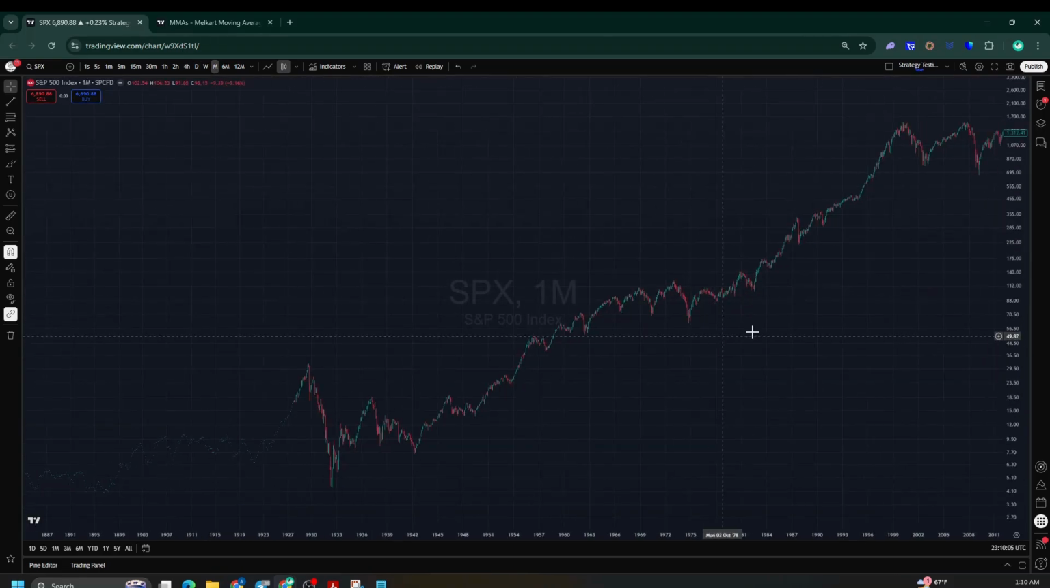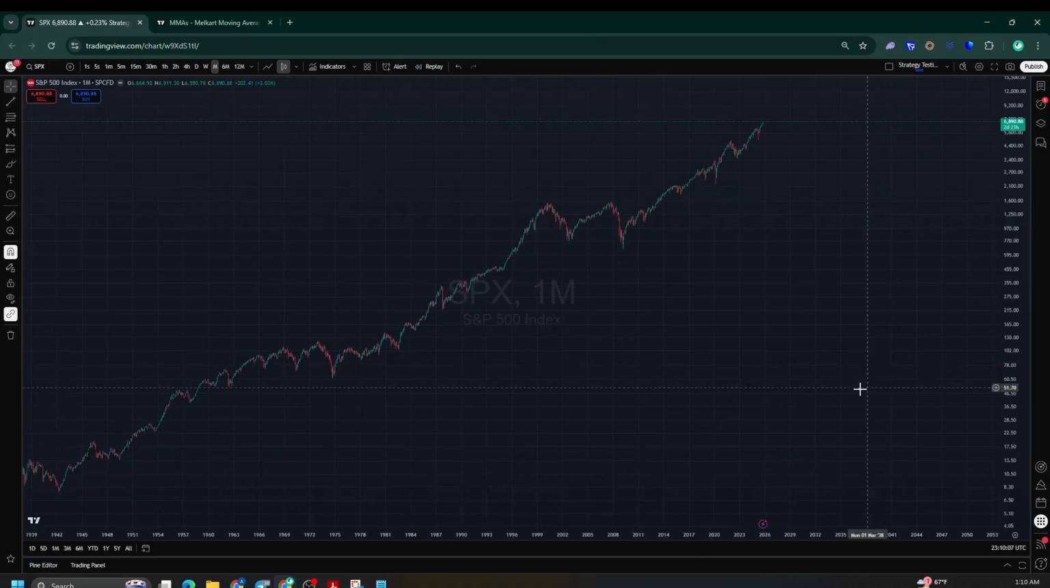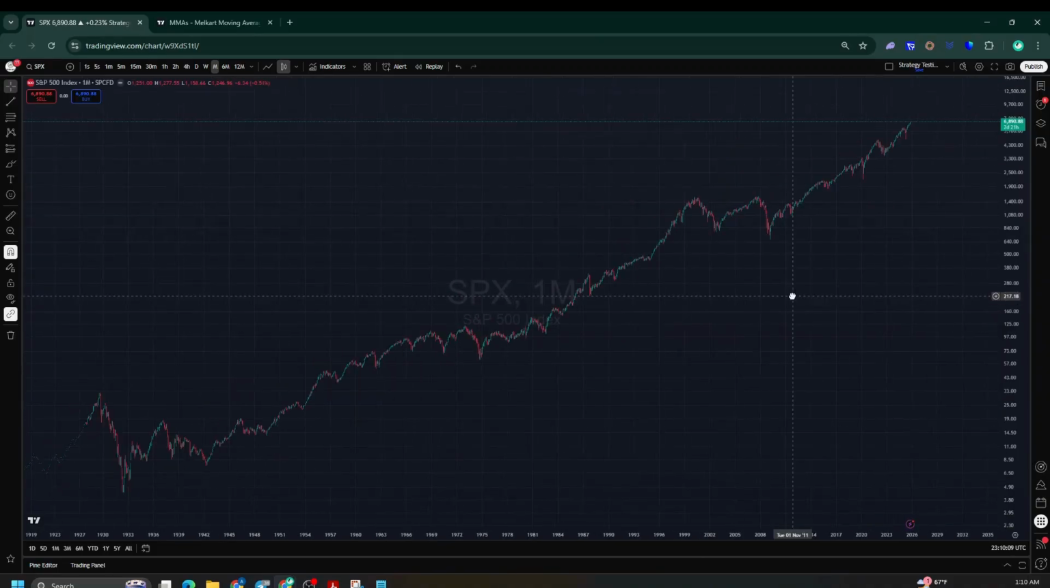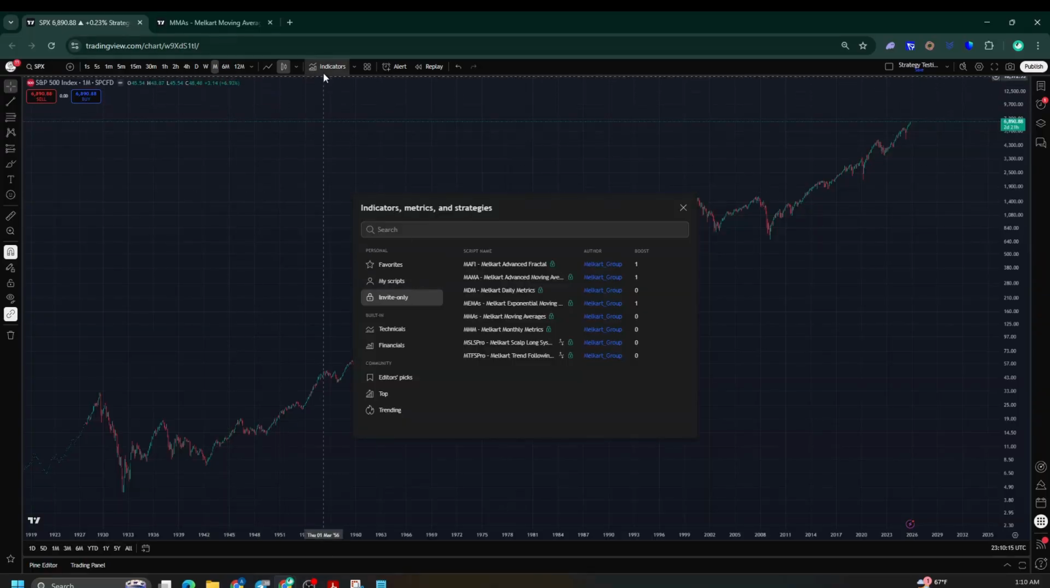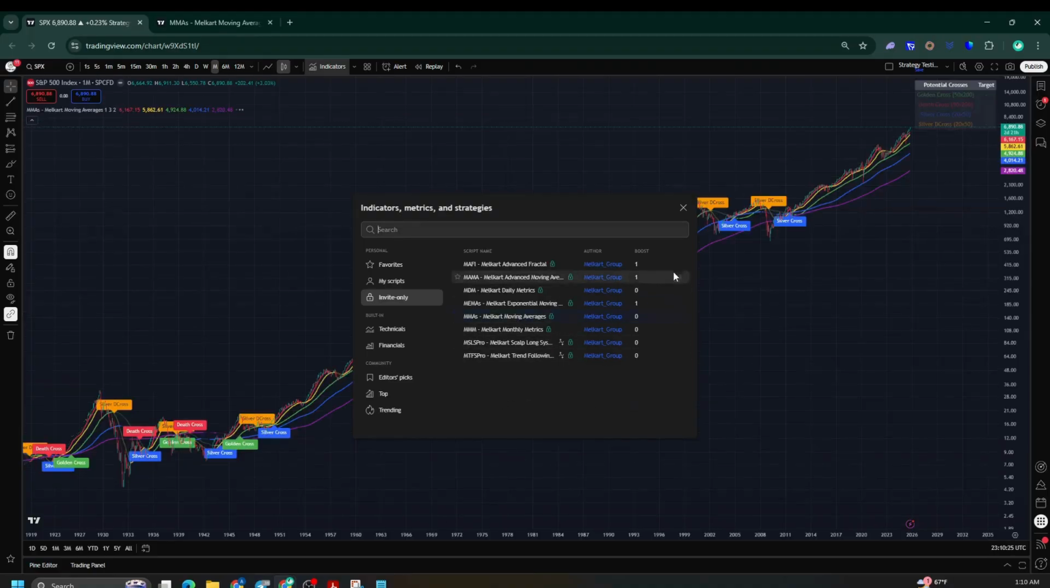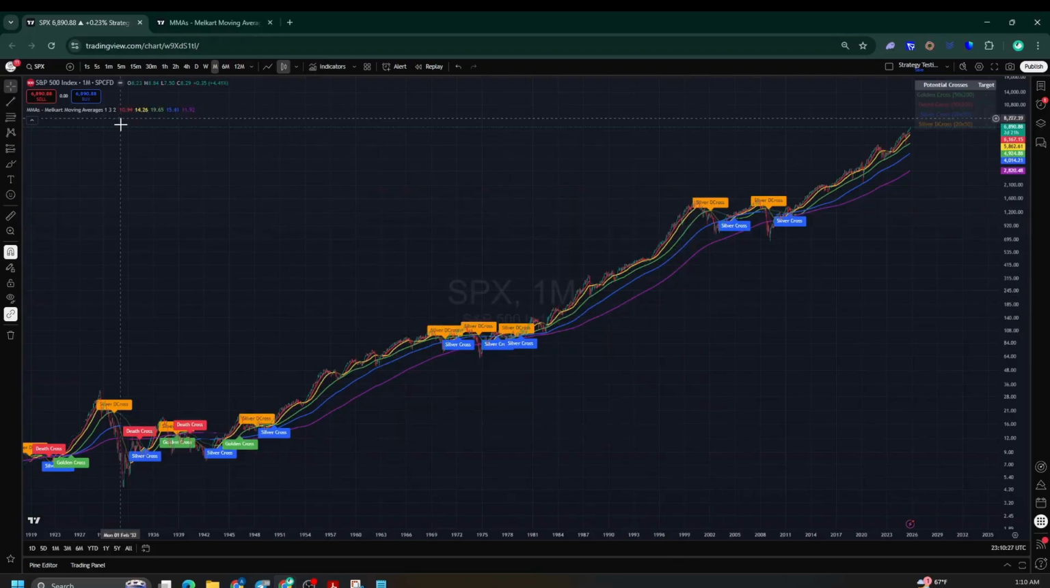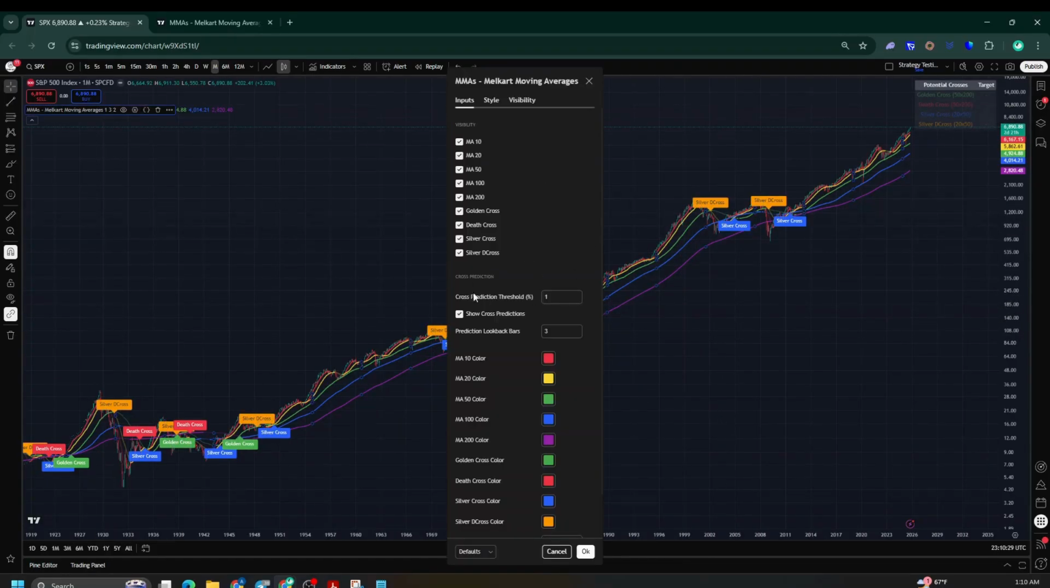So this is the S&P on the monthly, and you can see our amazing chart, up only. When we look at it on the monthly, it's really straight line up. So let's add the indicator. We'll go to indicators, invite only, because all Milcart Group indicators and strategies are locked only for our community. So you come to Milcart moving averages, we add it on the chart, we go to settings, we remove some of the crowdness so we can look at it in an easier way.